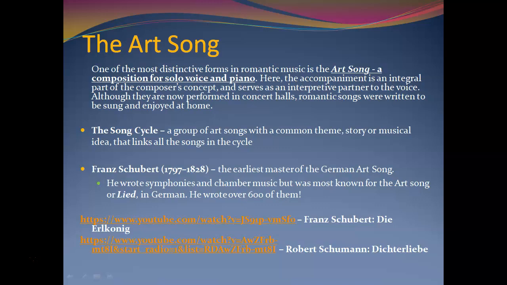So the first type of vocal composition we're going to talk about is called the art song. It was created in Germany. Beethoven was one of the first composers to write in this shorter, more intimate form. You could think of it almost as the vocal equivalent of chamber music, in that it's designed to be played and sung in a smaller, more intimate setting.